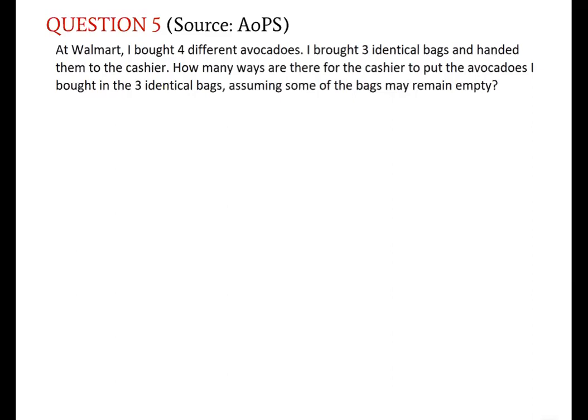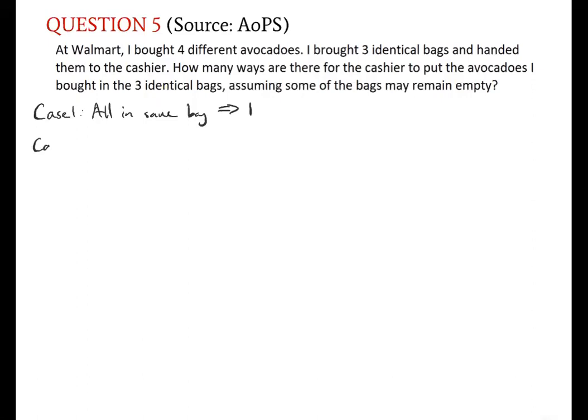Okay, question 5. So I bought 4 different avocados, and then I also brought 3 identical bags. So we want to find how many ways there are for the cashier to put the avocados in the 3 bags. So we're going to use casework for this. So case 1 is when they're all in the same bag. And if they're all in the same bag, then there's only one way of doing this, since no matter what bag you put it in, all the bags are identical, so you can't tell them apart. So there's only one way.